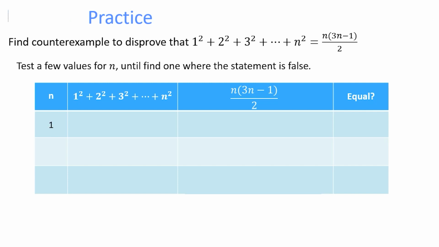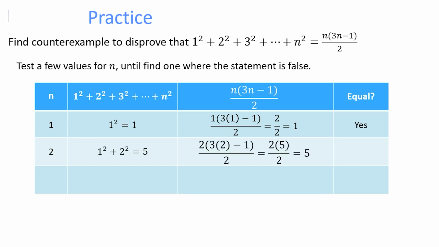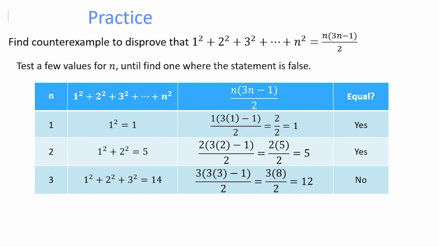Start with 1. That's equal. Then continue with 2. And that's also equal. And continue with 3. We notice these are not equal. You might find different numbers for counterexamples. Number 3 is not the only counterexample you could find.